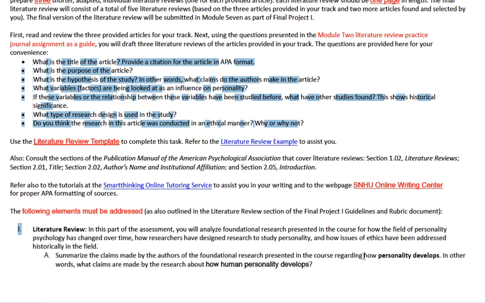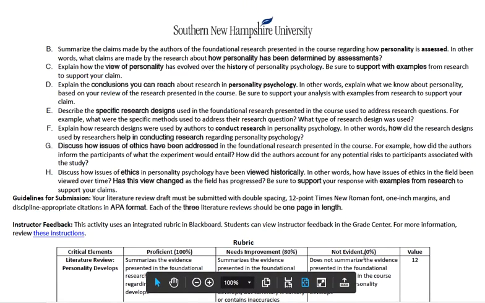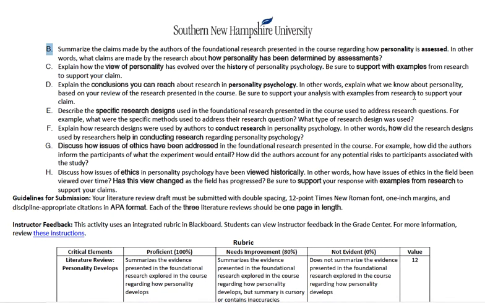All right. The next item, B. You're going to summarize the claims and discuss within this element how personality is assessed. How do the researchers measure or gauge personality?